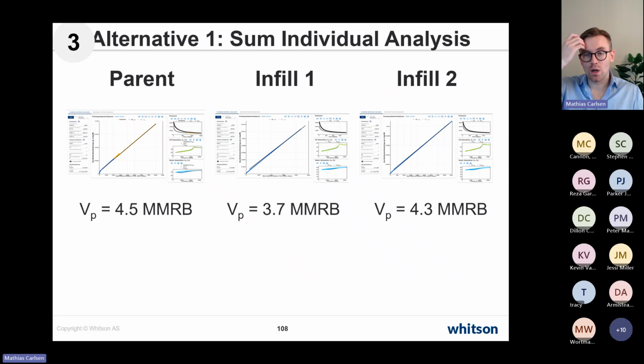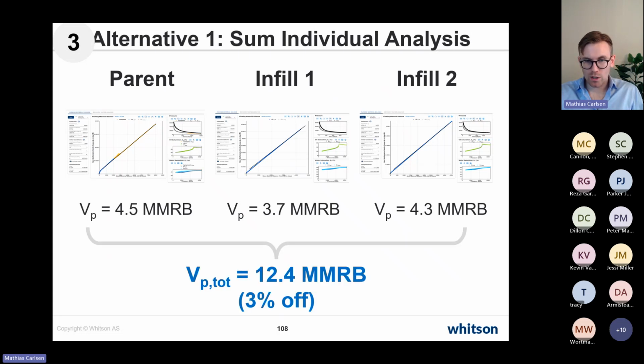Then infill 2 basically has not really been drained in that area at all. So the contacted pore volume is probably close to the stimulated rock volume. If we add all of these numbers together, we get to a total pore volume that's just 3% off what was actually put into the model. So for a synthetic well, at least, it looks pretty good just doing it like this, even though there is well-to-well interference and stuff.